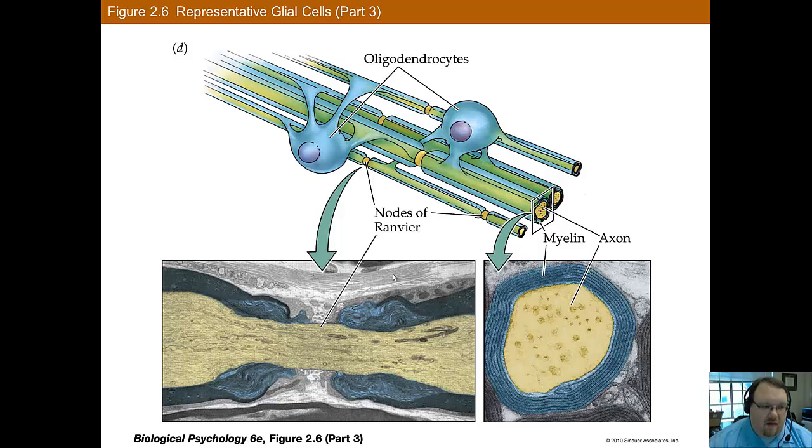So here we see a couple oligodendrocytes, and again you see one covering multiple axons. Here's the axon, and here's what the myelin looks like, just covering all around the axon. And then this is a node of Ranvier. This is the little part in between the two sheaths that's uncovered.